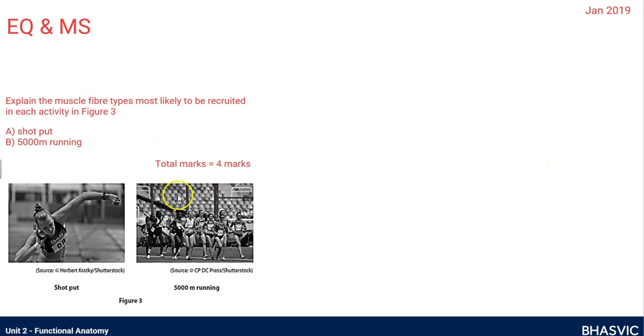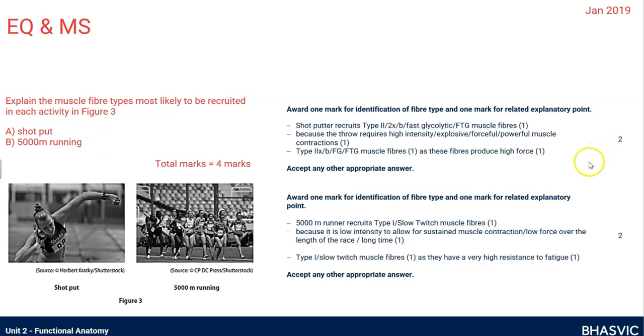Here's a different kind of question for 4 marks. Now it's given you 2 activities that are contrasting, a shot put and a 5,000 metre run, which is an endurance event. And it's asking you what fibres would be recruited for each, and it wants you to explain that. So you can imagine it's 2 marks for explaining the fibre and the reason for each of those 2 events. Again, pause the video, have a look, and there's the mark scheme.